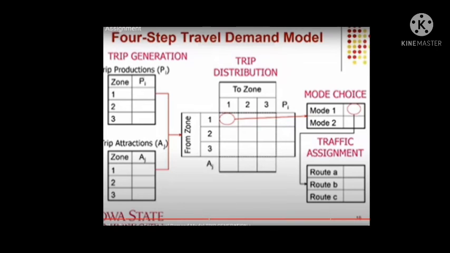So the route, you will come up with 3 routes, or it depends on your data, or it depends on the zone you are considering. So since we are considering 3 zones, that means we have 3 routes. So the traffic assignment will be distributed: route A, route B, and route C. So that's how the travel demand model goes.